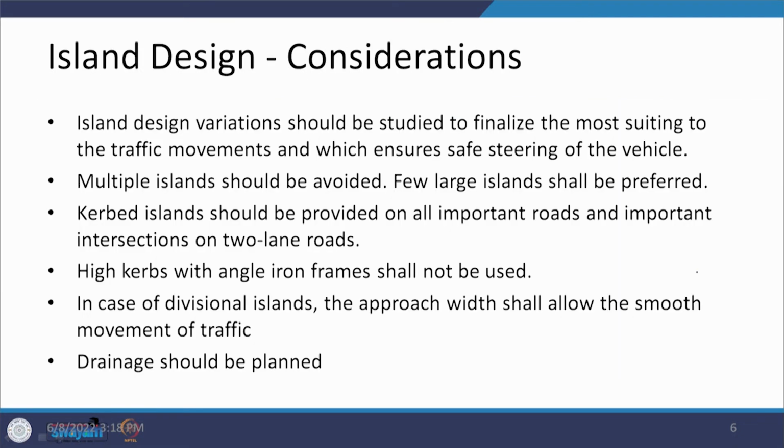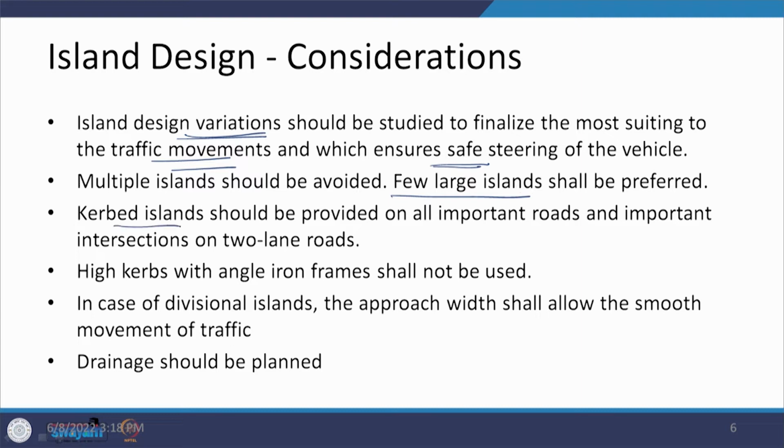Now, what are the various considerations which need to be taken care of? We have talked about a few of the things already, so we will just see what extra things there are. The very first thing is that there are going to be various variations of the designs. We have to look at all of those variations of the island designs, see what suits the traffic movements better and makes a safer environment, and that particular design should be taken. Another thing is that creating so many islands is not good. As far as possible, a few large islands should be provided.